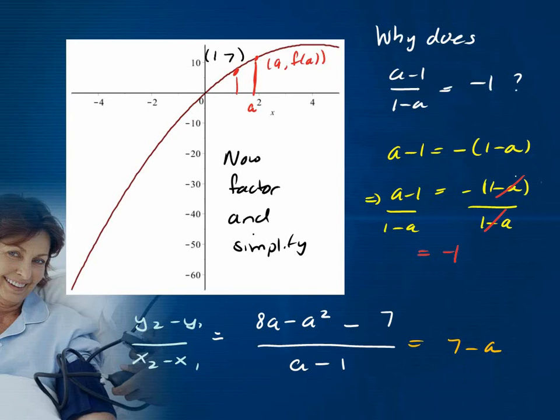So I get minus 1 as my result. And this whole mess turned out to be just 7 minus a after all the cancellations are done.